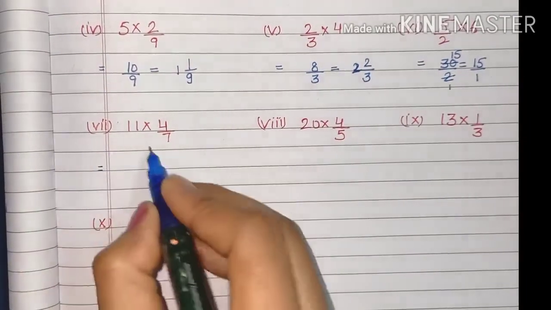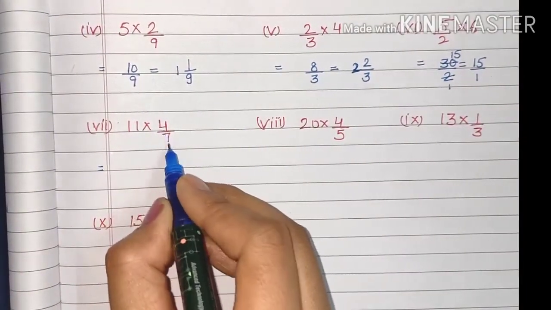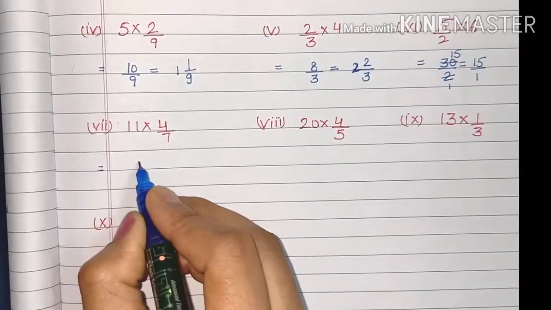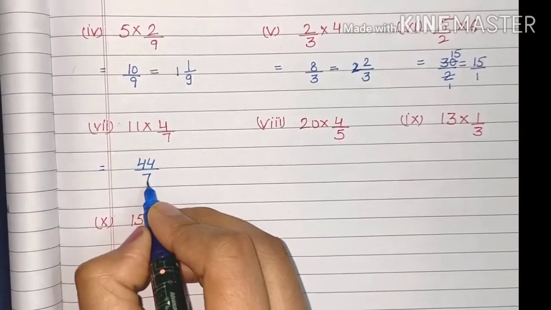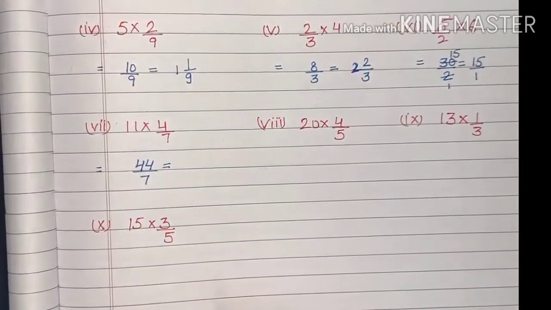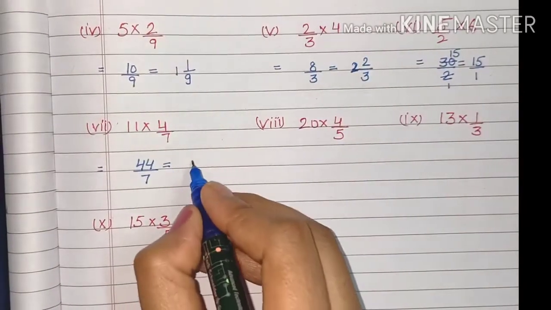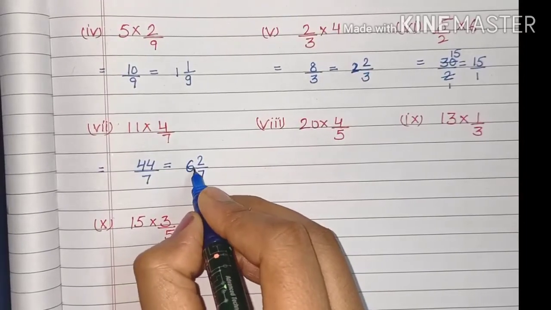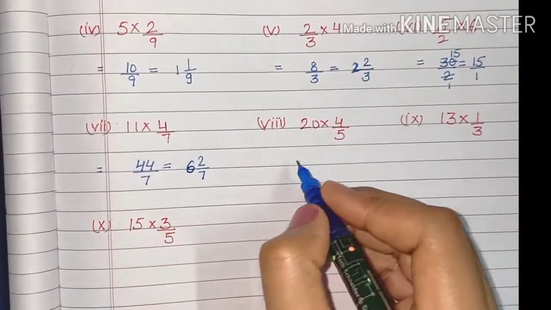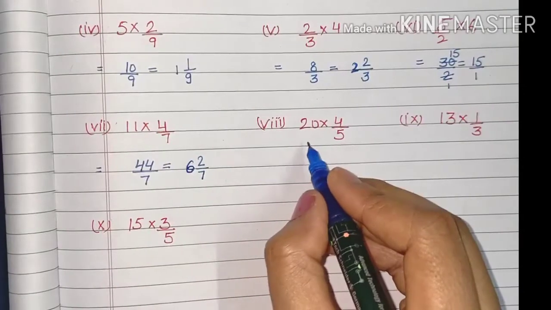In the seventh part, it is 11 multiply 4 upon 7. So 11 4 times, that is 44 upon 7. And when we change it into a mixed fraction, it will be 6 and 2 upon 7. So 6 and 2 upon 7. It is the mixed fraction of this number.